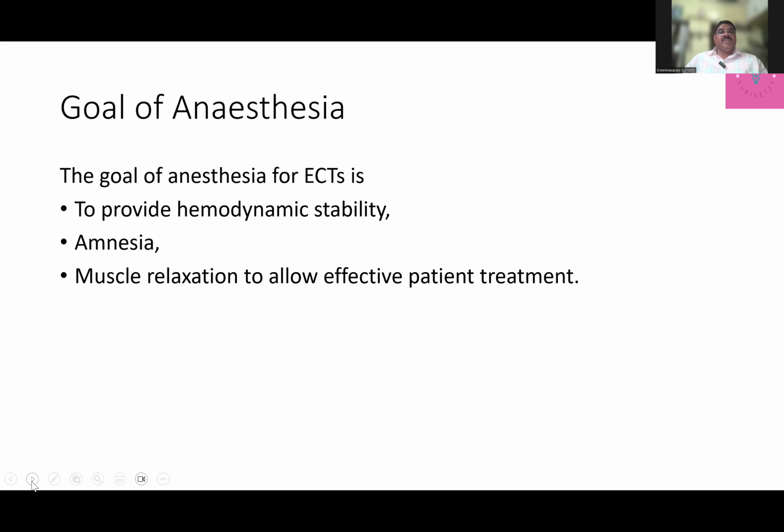So what are the goals of anesthesia for ECT? One is to provide hemodynamic stability to the patient, to provide adequate amnesia, and to provide adequate muscle relaxation to allow for effective treatment during the ECT. These are the three goals for anesthesia.